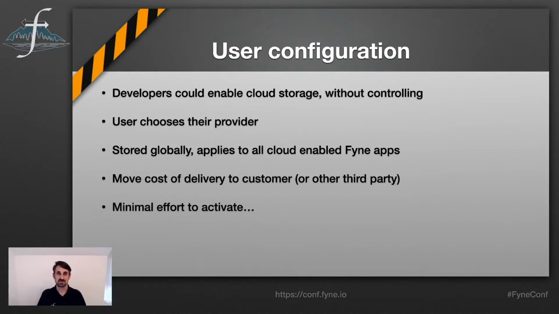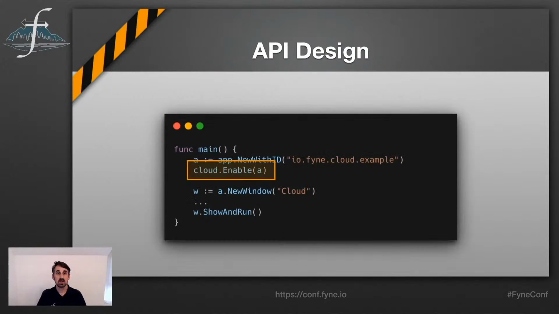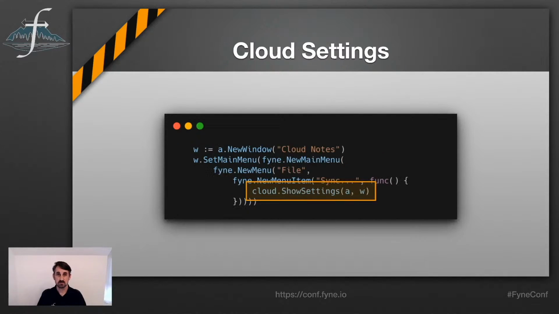And also, this is really minimal effort to activate. In fact, instead of needing to build any functionality, any infrastructure, or even any wrappers, you simply add one line of code into your application, cloud.Enable, passing the app object. And this is going to set up all of the information that the application is going to need to utilize cloud functionality. There will be the option for users to make their selection and configuration of the cloud infrastructure through a separate application. But if you would like to be able to hook in some user configuration inside your application, then that's going to be supported, perhaps in this manner, where we have a sync option in the file menu of the application.